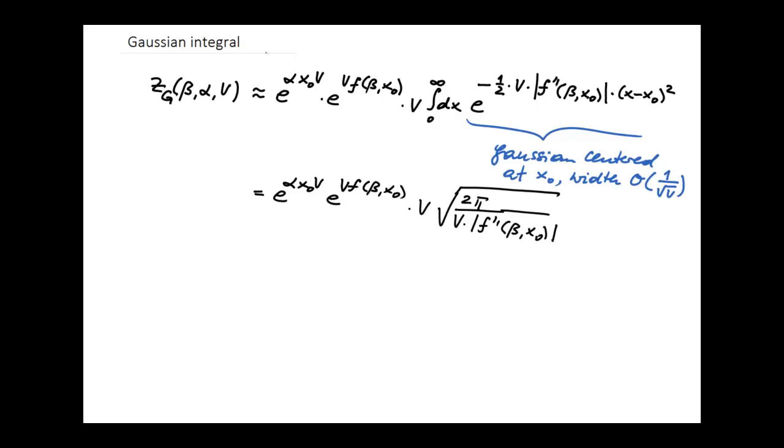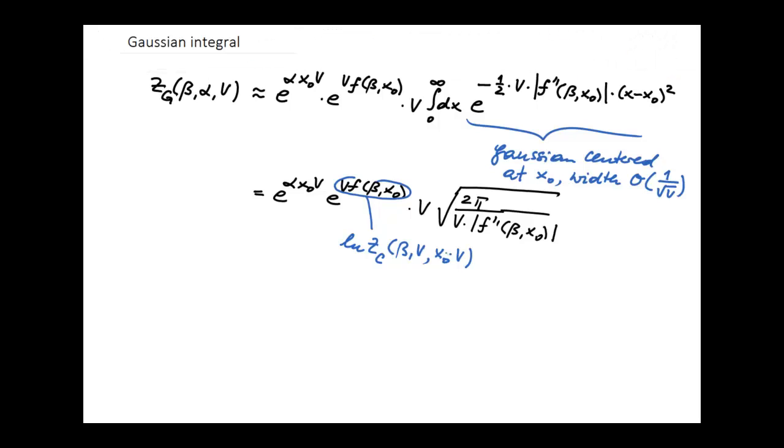At this point, we can go back to writing this here as the log of the canonical partition function as a function of beta, volume, and particle number, for which we have to insert here x naught times v.